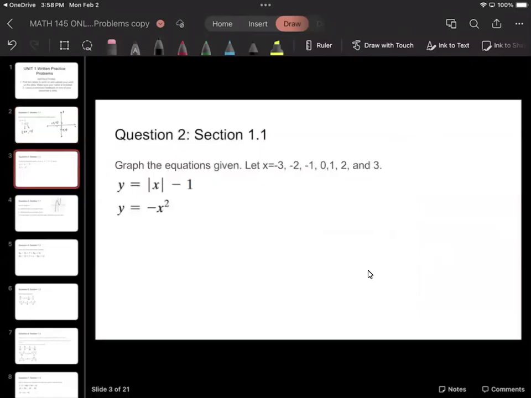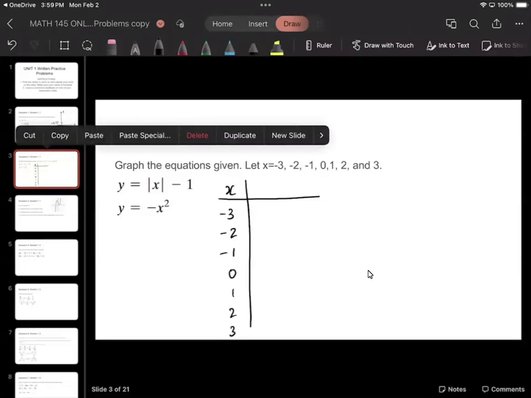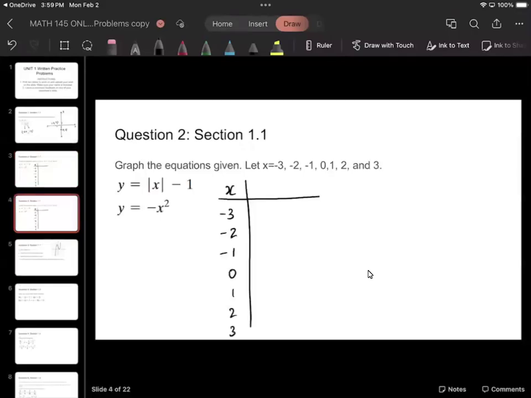In the next question, you're asked to graph these two equations, and they have given you a set of x values to use. So I'm going to create a small table here, and in this table, I'm going to put all the x values: -3, -2, -1, 0, 1, 2, 3. These are the x values that you want. The equation that I want to graph first is y equals the absolute value of x minus 1.